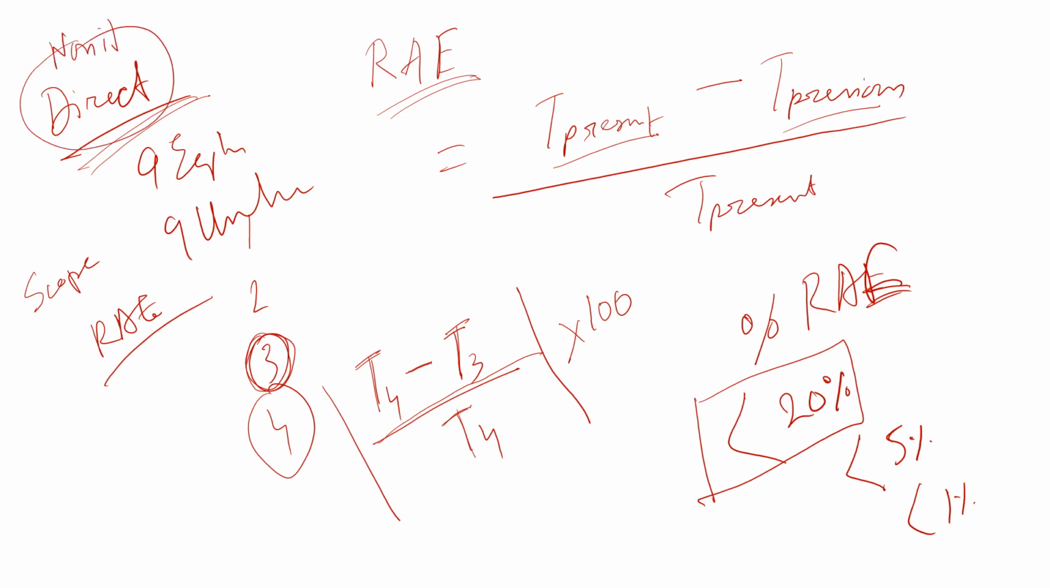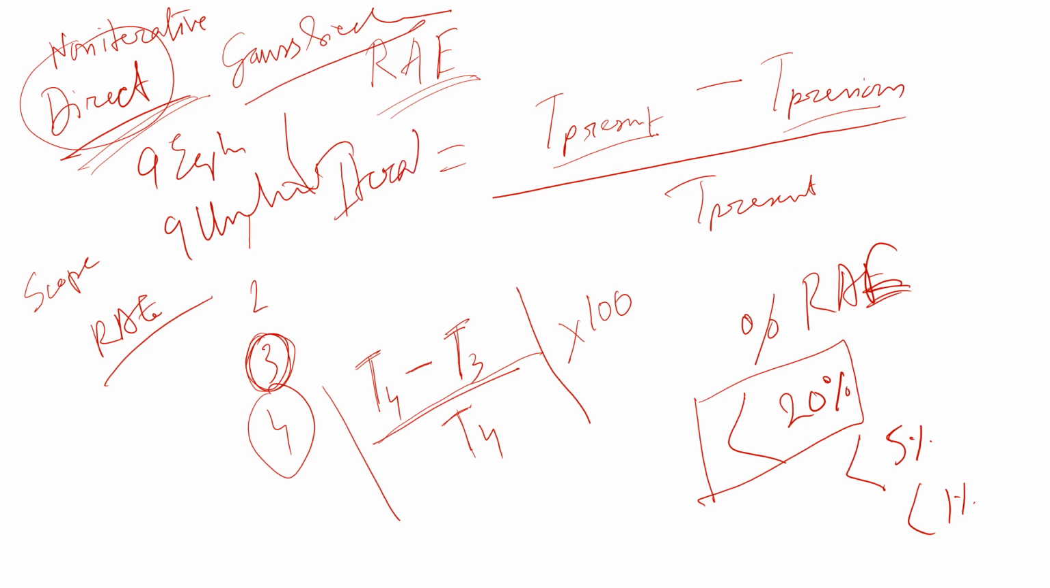So this is the basic difference between the direct method and the Gauss-Seidel method. The direct method is a non-iterative method, and the Gauss-Seidel method is an iterative method. So the chance of achieving an improved solution is more in case of the Gauss-Seidel method compared to the direct method.